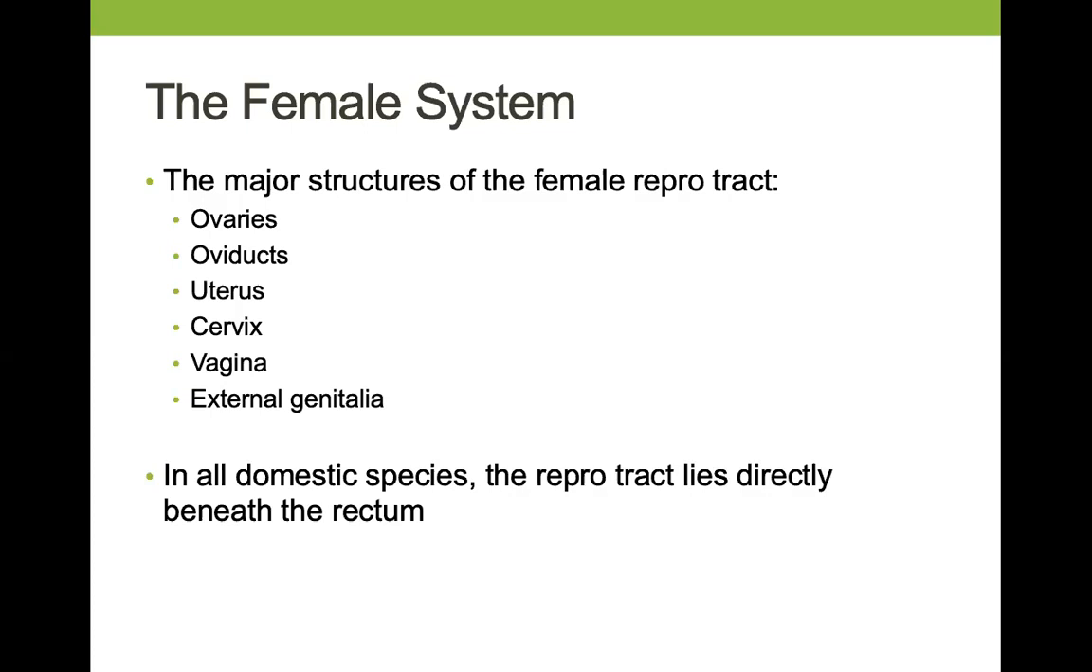So we're going to start with the ovaries, and we're going to look at the oviducts, the uterus, then the cervix, then the vagina, and then the external genitalia, which is also known as the vulva.